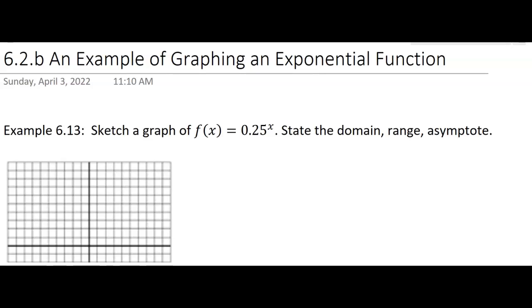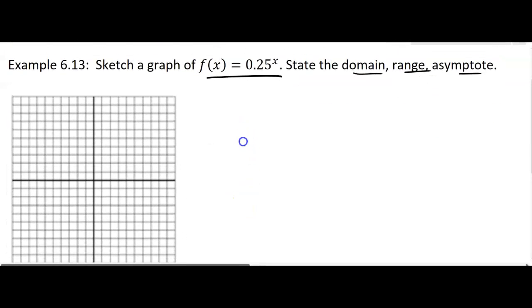Okay, so they want us to sketch the graph of this function, and then they want us to state the domain, range, and the asymptote. And we're just talking about the horizontal asymptote here. So it seems like a pretty reasonable question, something I might write on an exam, something similar to this.